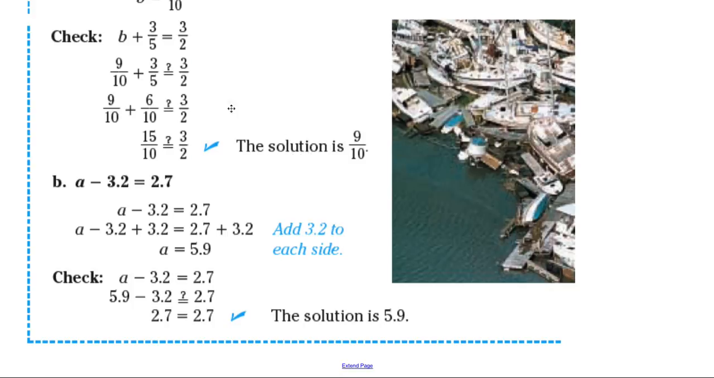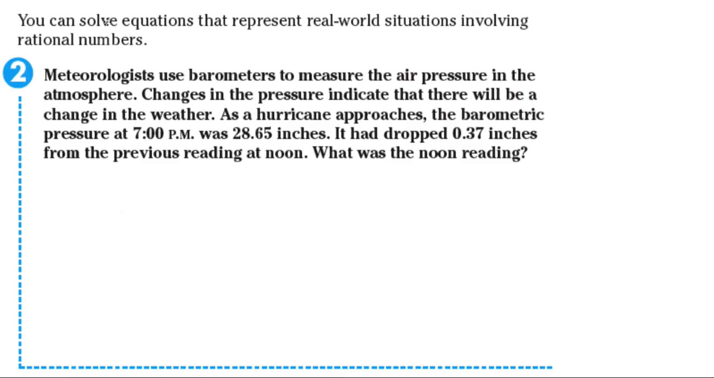Let's take a look at the last example. Example number 2. Meteorologists use barometers to measure air pressure in the atmosphere. This is a real-world application of our skill. Changes in pressure indicate that there will be a change in the weather. As a hurricane approaches, the barometric pressure at 7 p.m. is 28.65 inches. We're talking about inches of mercury here. It had dropped 0.37 inches from the previous reading at noon. What was the noon reading?